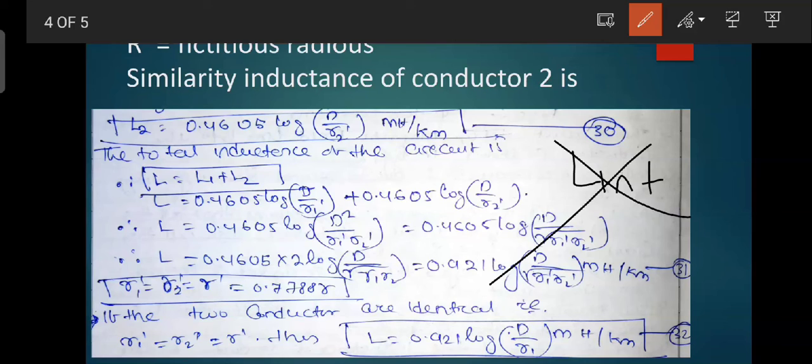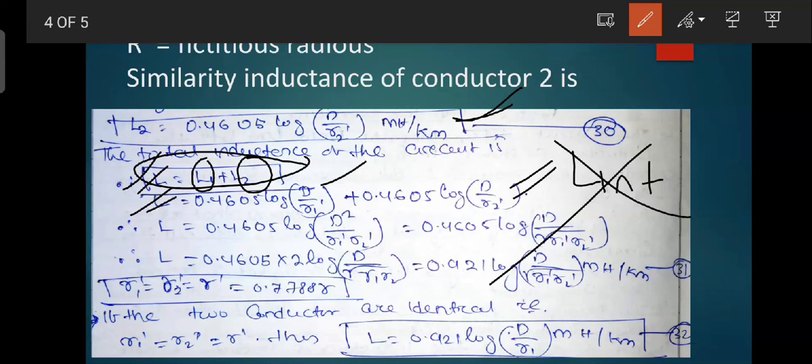So L2 is equal to, as we already discussed in the previous slide, 0.4605 log d divided by r2 dash millihenry per kilometer. The total inductance of the circuit is L is equal to L1 plus L2, that is, the inductance of conductor 1 and the inductance of conductor 2. So by applying this, we get 0.4605 log d divided by r1 dash for inductance 1 and 0.4605 log d divided by r2 dash for inductance 2.